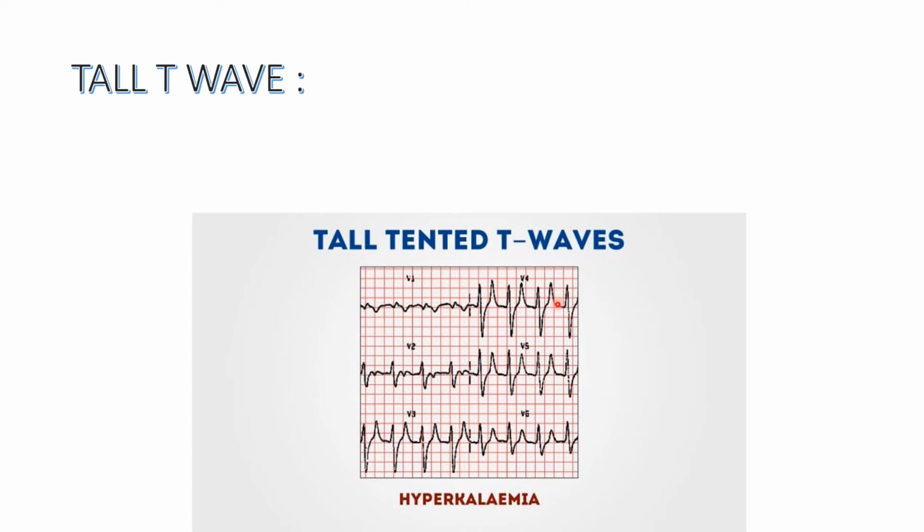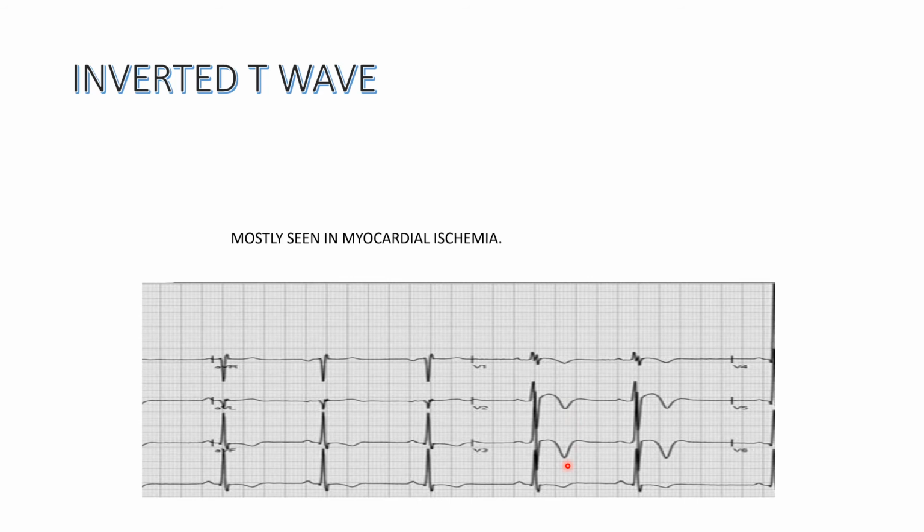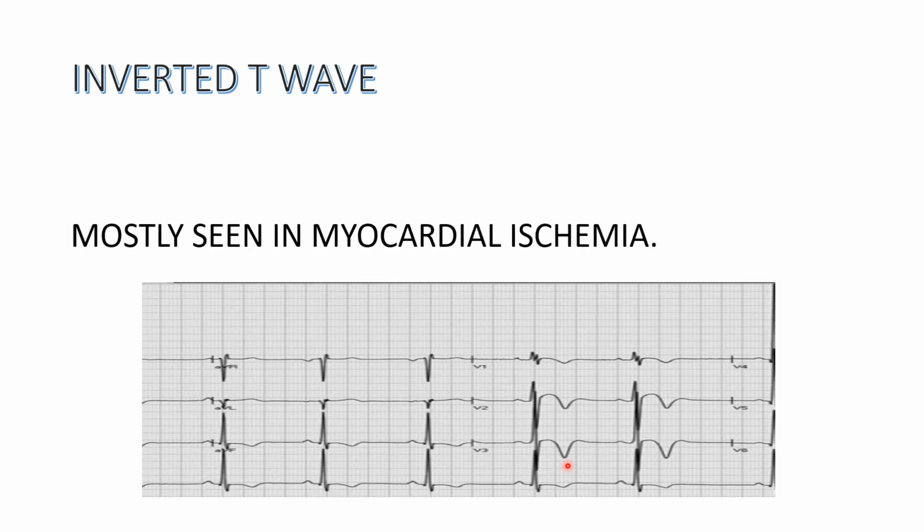Moving on to the abnormalities of the T wave, first being the tall tented T wave, as you can see over here. The most common cause is hyperkalemia, and second being hyperacute ST segment elevation myocardial infarction. The second abnormality is the inverted T wave like this, which is most commonly seen in myocardial ischemia, and it is normal in AVR and V1, V2 and V3 as discussed before.